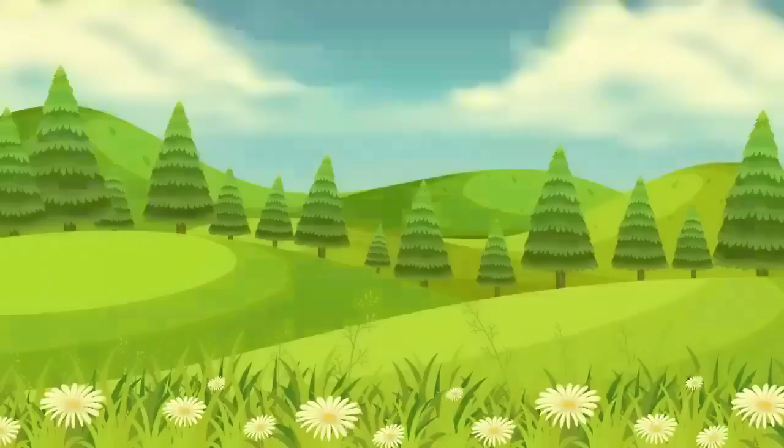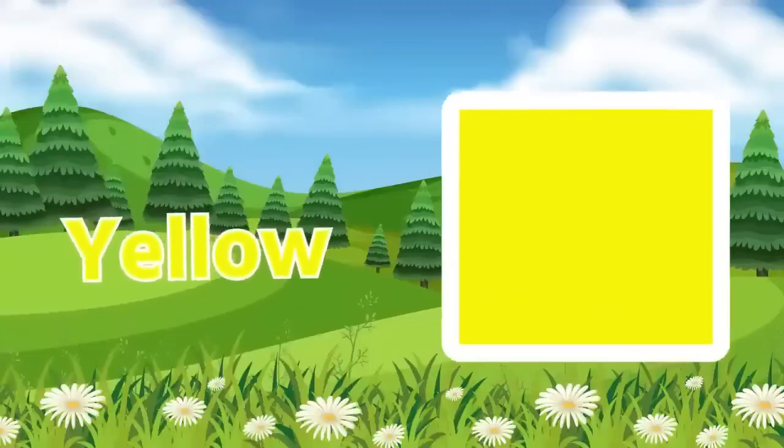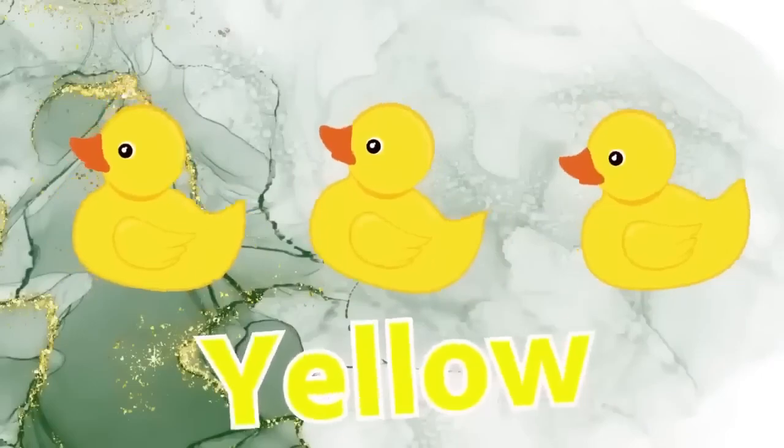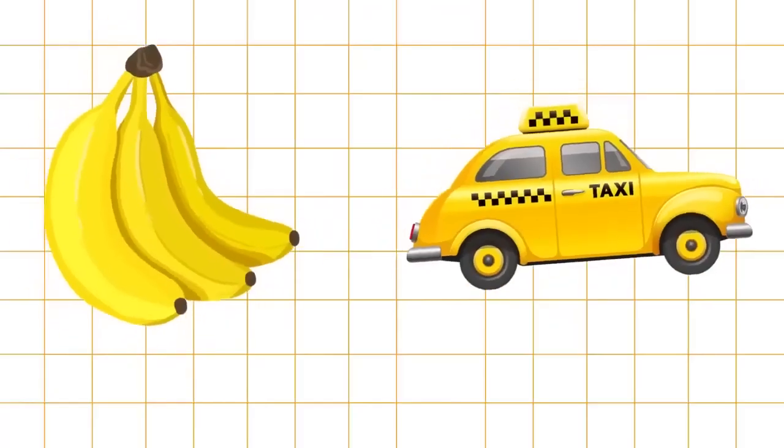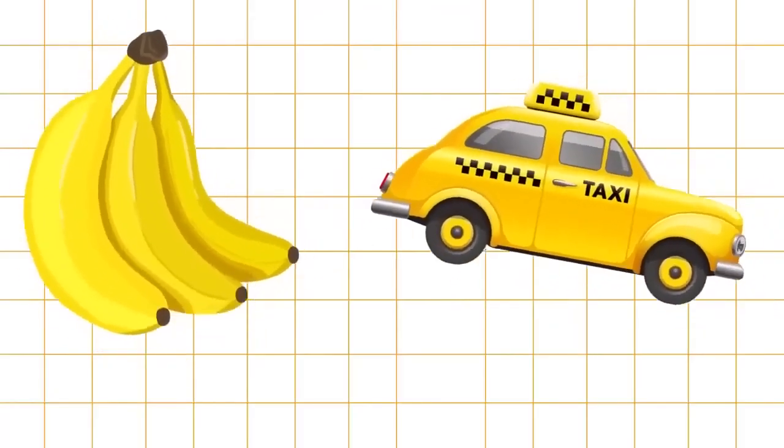This is green. This is yellow. The color yellow. Yellow, yellow, yellow, bright and mellow. This is yellow. The color yellow. Do you know what color this is?